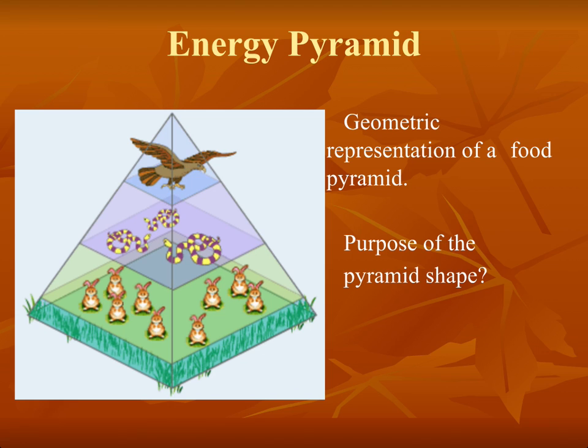Something that we've discussed, but we just didn't talk about as far as calling it an energy pyramid, is the energy pyramid, because we looked at this information about how the energy flows throughout an ecosystem or throughout the food web. So it's just a geometric representation of the food pyramid. Again, what's at the very bottom is the grass, the bunnies eat the grass, the snakes eat the bunnies, the hawks eat the snakes.